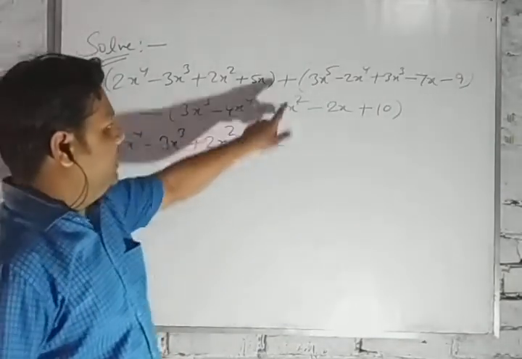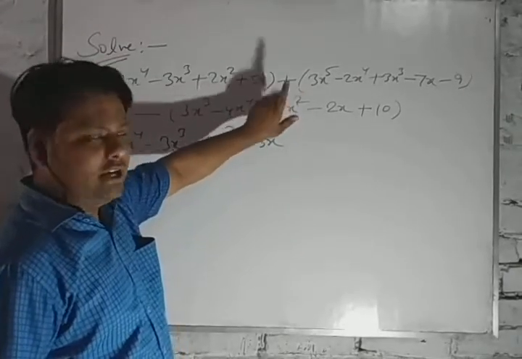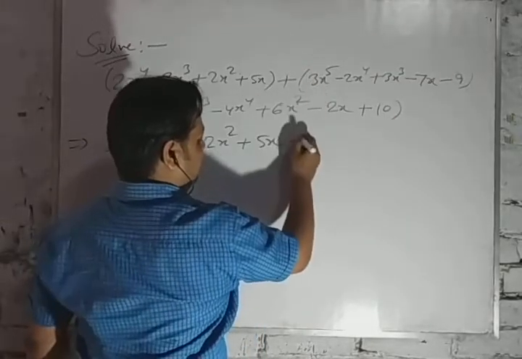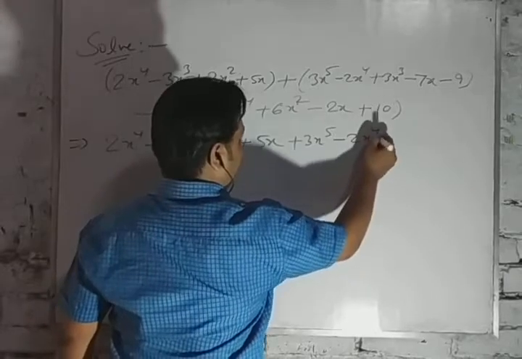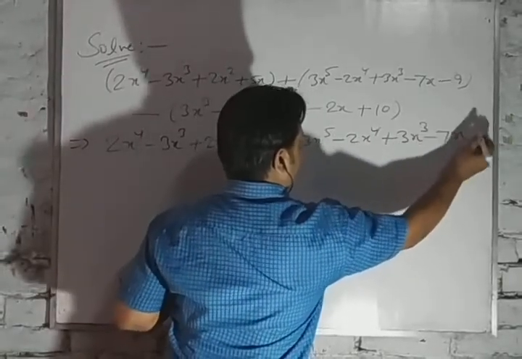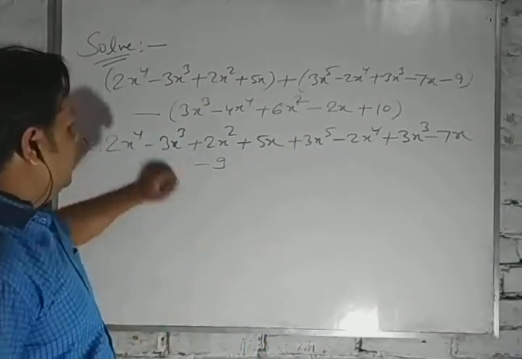Then here it is a plus sign. Again we will not change. If there is a plus sign outside, we will not change the sign of each term. Then directly we will write plus 3x to the power 5 minus 2x to the power 4 plus 3x cube minus 7x and minus 9.